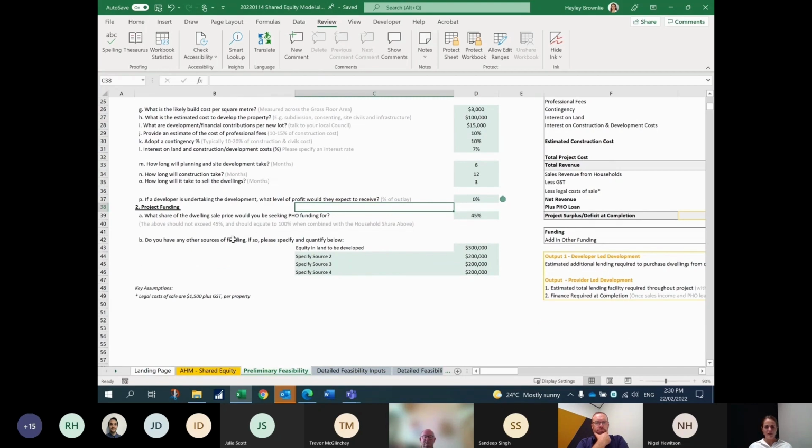Project funding, so what share of the houses will the provider be seeking funding for? 45%, bearing in mind that that's the max, and then an estimate of any other sources of funding. So we've included in here any equity that's already in the land, as that will feed into the overall project feasibility.